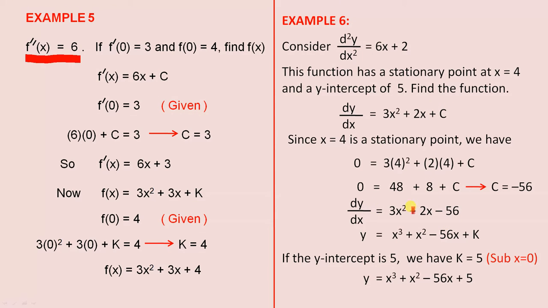So we find the primitive function of that, which gives us y equals x cubed plus x squared minus 56x plus k. Now, if the y-intercept is 5, we have k equals 5. And all we did there, we substituted x equals 0. So put 0 there, there, and there, because when you find the y-intercept, x must be 0. Therefore, k must be 5, because we were given that the y-intercept was 5. Therefore, the function we're after, y equals x cubed plus x squared minus 56x plus 5.